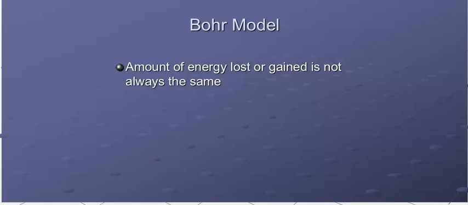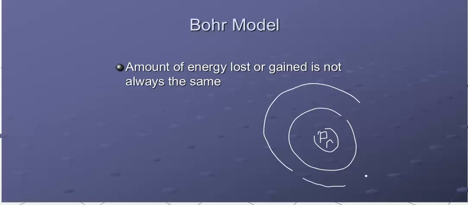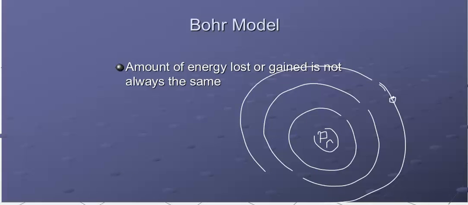And the amount of energy gained or lost is not always the same. So in the Bohr model, we have the nucleus, protons and neutrons, which is, again, very, very small. Outside the nucleus, you have electrons that circle the nucleus in these orbits. And electrons can jump from one energy level to another. So an electron here could jump up to this energy level as it absorbs energy. And then if that electron wants to come back down, it can release energy and drop back down to a lower level. So electrons can jump those energy levels. But the main idea with the Bohr model is electrons circle the nucleus.